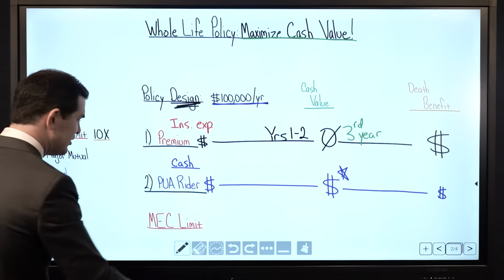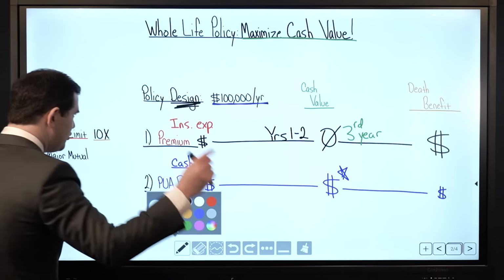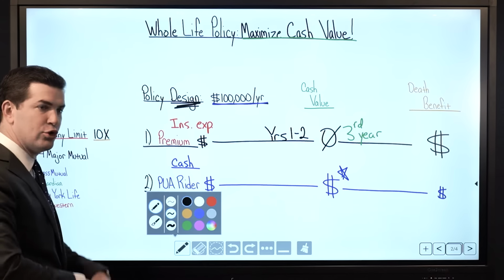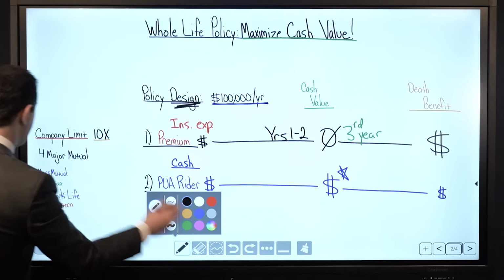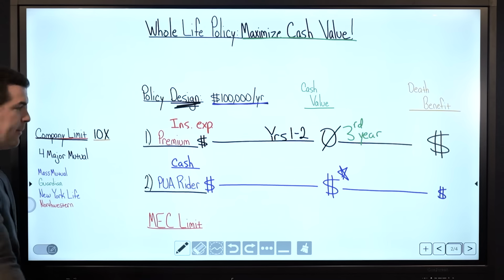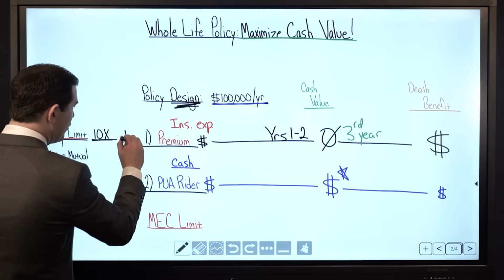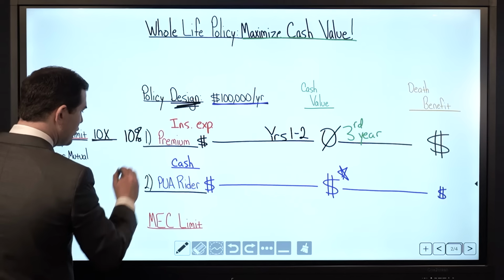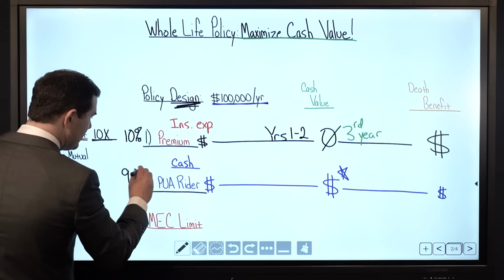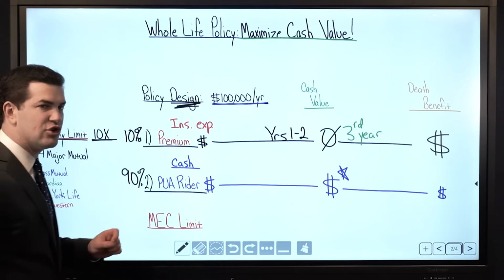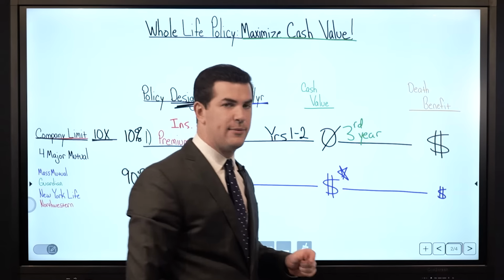There are minimums that are set by two institutions or two large entities out there. One is the insurance company that we're working with. We see this 10x limitation right here. What this means is whatever your total payment is, typically you can drive the insurance premium piece as low as 10%.